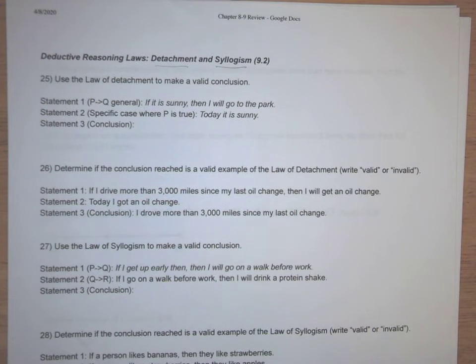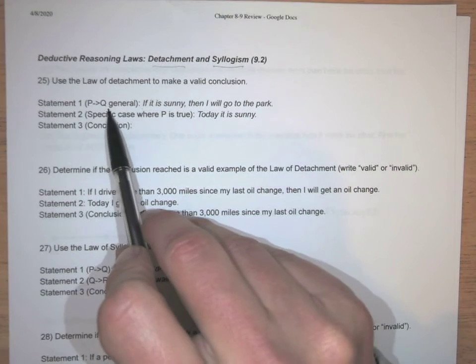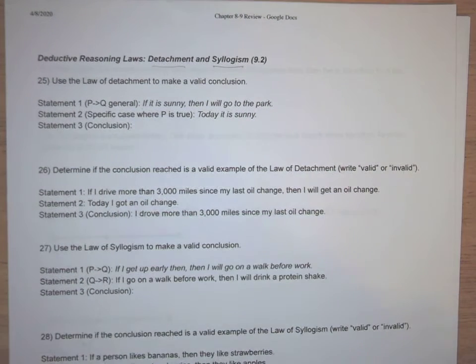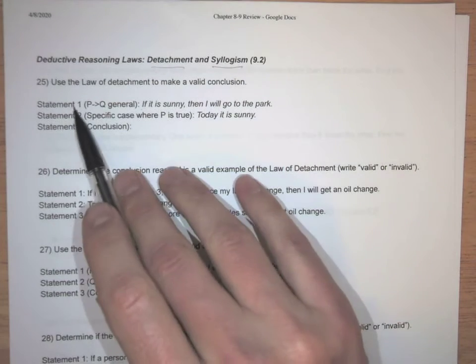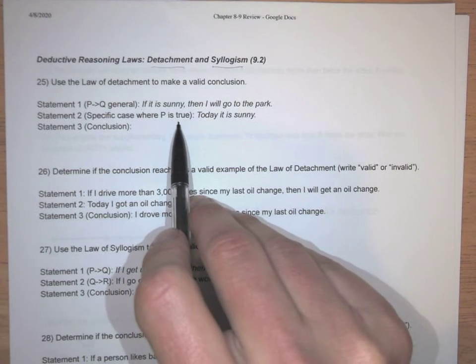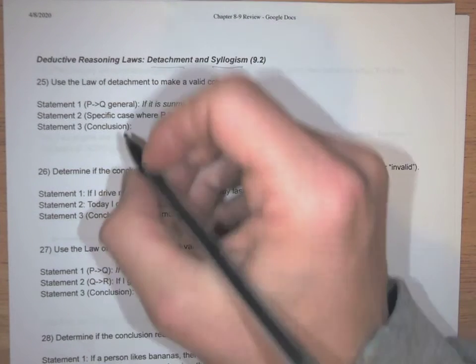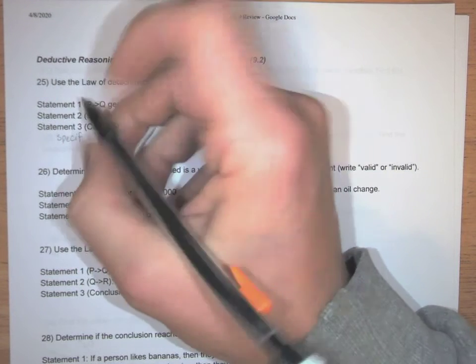So the structure of detachment here, this is the first one, is you start with P implies Q, which is just some general statement, some general conditional statement. That's statement one. The next statement is a specific case of P being true. And then the conclusion ends up being a specific case of Q being true.